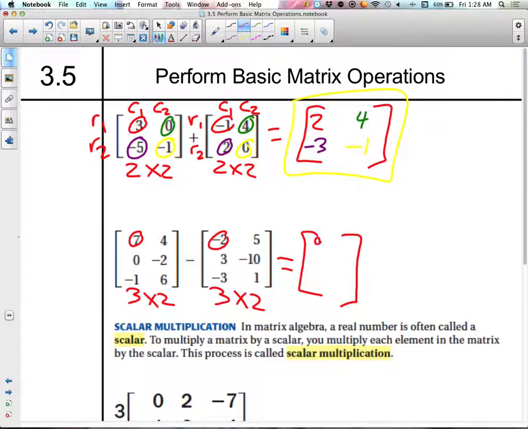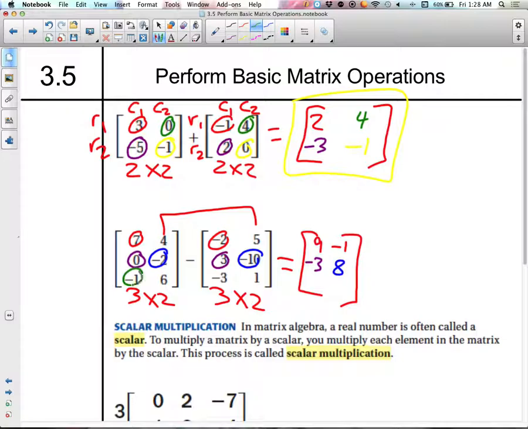And you just have to be careful on the signs. The 4 and the 5 correspond. 4 minus 5 is negative 1. And then we've got 0 and 3. So 0 minus 3 is negative 3. And then we have negative 2 and negative 10. Remember, negative 2 minus negative 10. Minus minus is plus. So negative 2 plus 10 gives you 8.